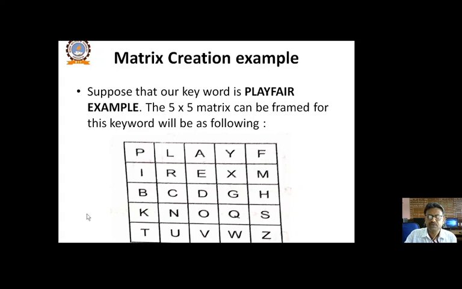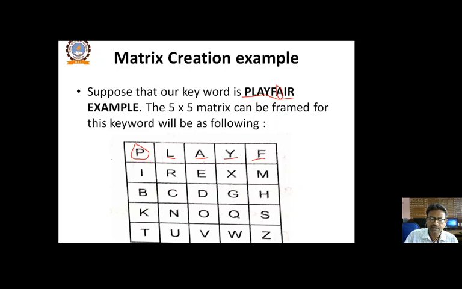Now the first character of the keyword is P, so in the first place we write P. The second one is L, so we write L. Then A, we write A, from left to right. Then Y, so we write Y. Then F, we write F. After F there is A again. Now A we have already filled, so we leave the duplicate. So A is not considered.